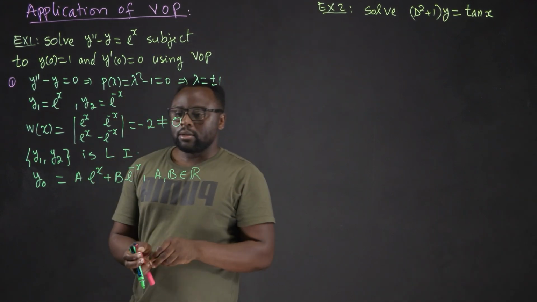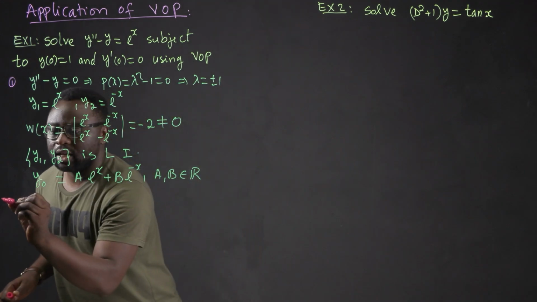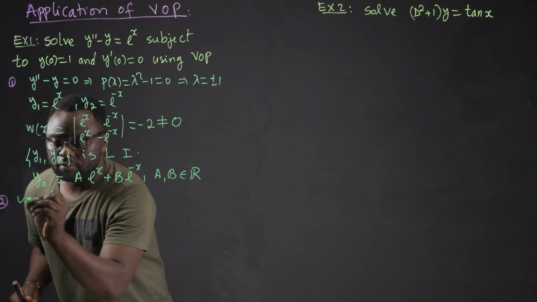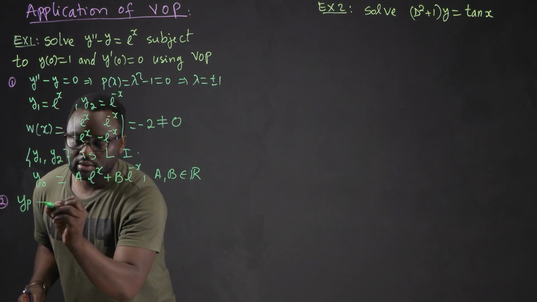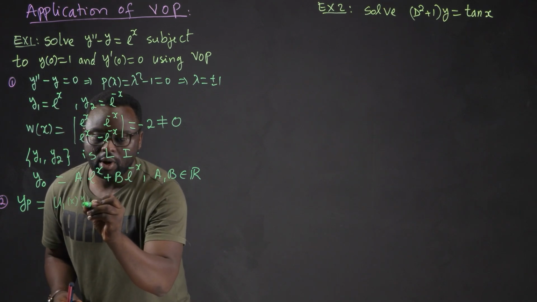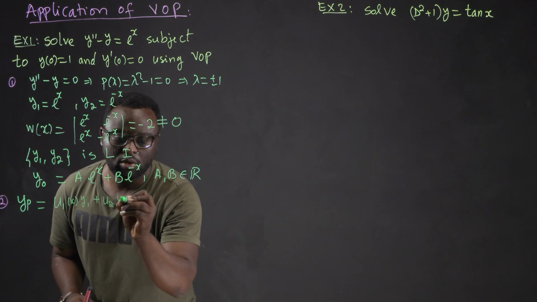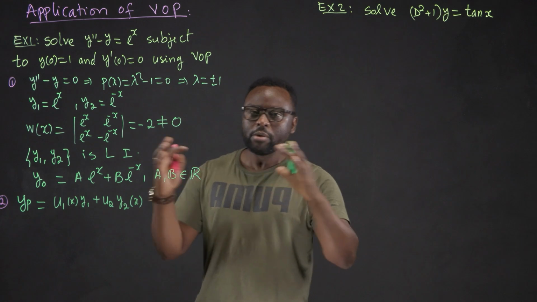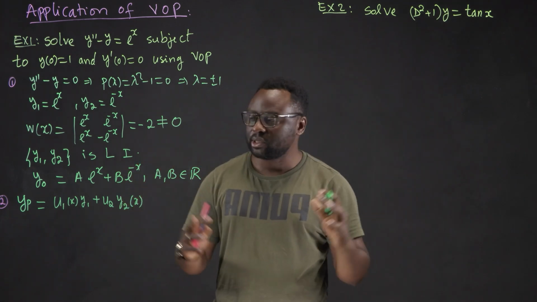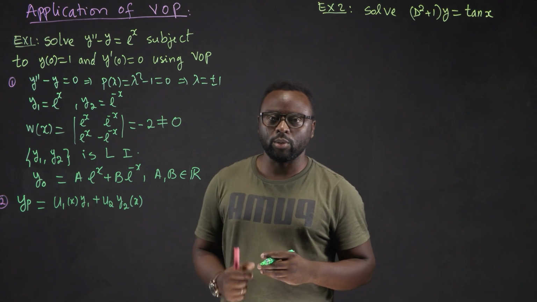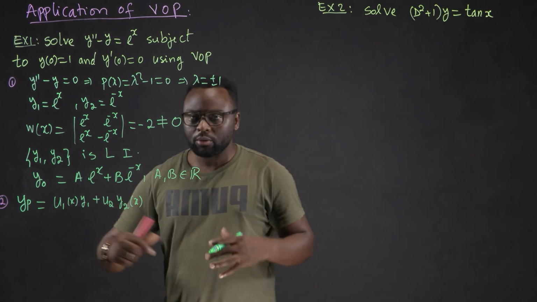All right. Now that we have this, let's move to the second step. For the second step, we want to solve for yp equal u1 of x times y1 plus u2 times y2 of x. Okay, this is the particular solution. And you remember that the total solution or the general solution is just the sum of the homogeneous plus the particular solution, okay?